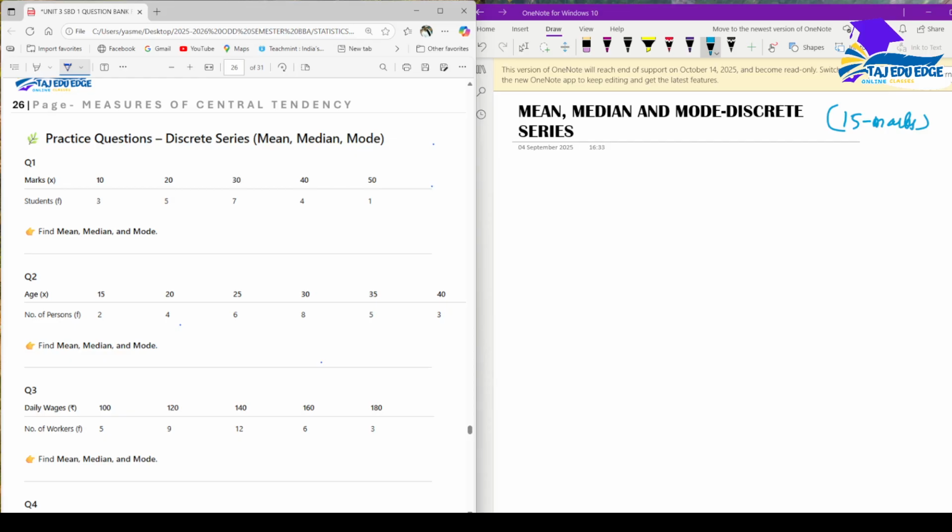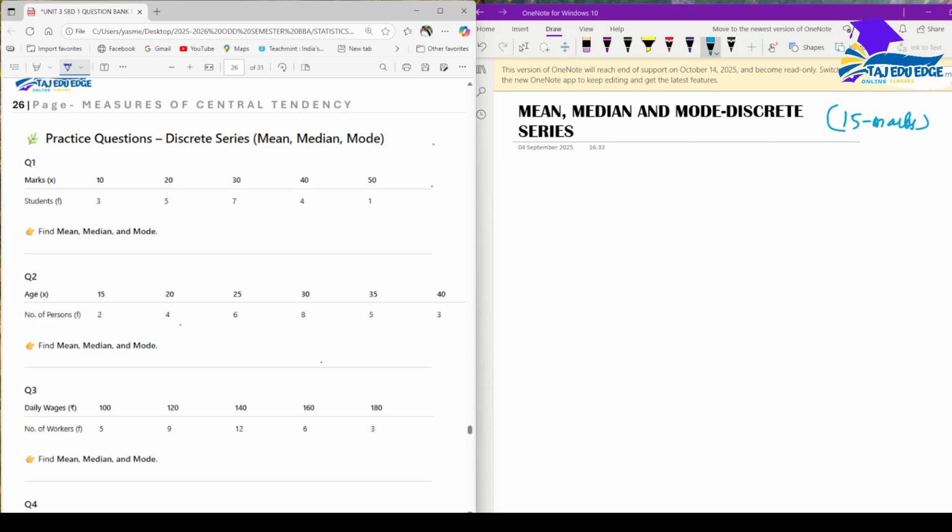Just to confuse you in the examination, they may say less than 10, less than 20, less than 30, less than 40, less than 50, and you may assume that is discrete series because they have given only the numbers 10, 20, 30, 40, 50 and you ignore the words less than or more than. Then that is not discrete series. Actually that is continuous series. Regarding that I will be discussing when I explain the concept of continuous series in the next videos. So now let's solve the discrete series problems here.